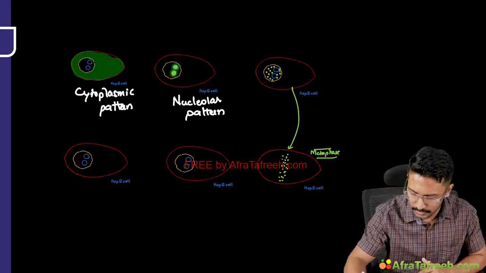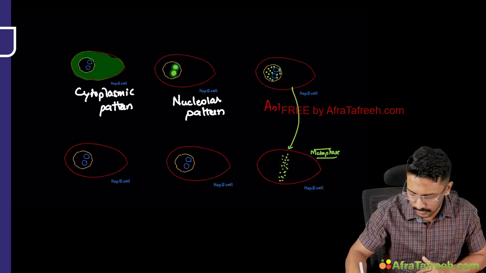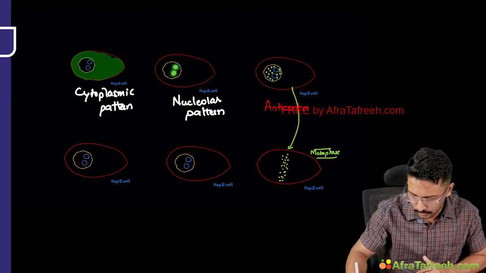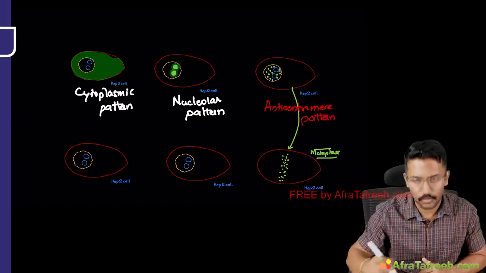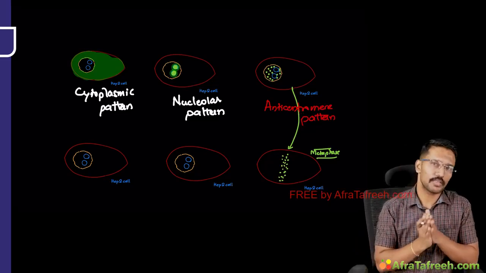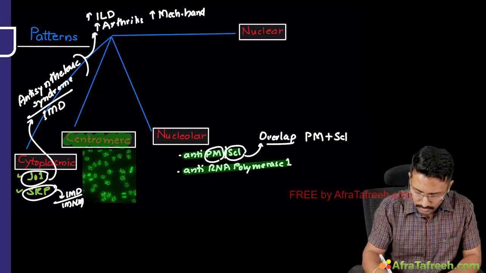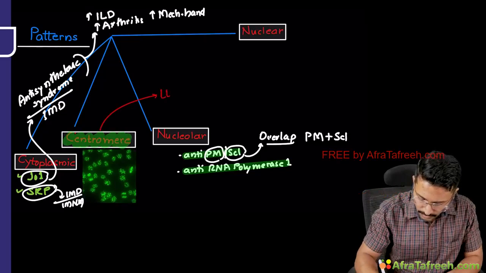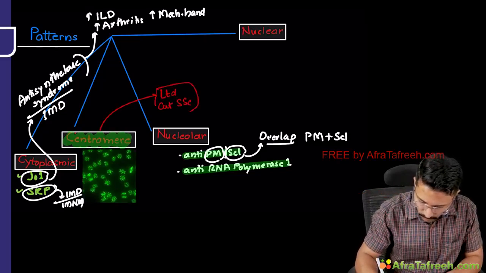And where do we see anti-centromere antibodies? Yeah, you all know, right? We see that in patients with limited cutaneous systemic sclerosis. So anti-centromere pattern is seen in limited cutaneous systemic sclerosis patients.